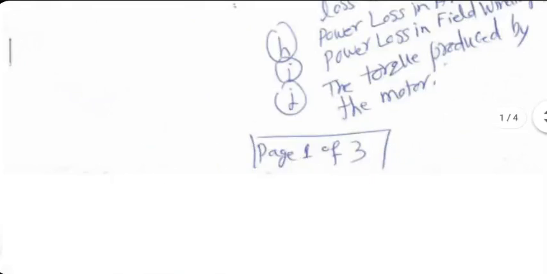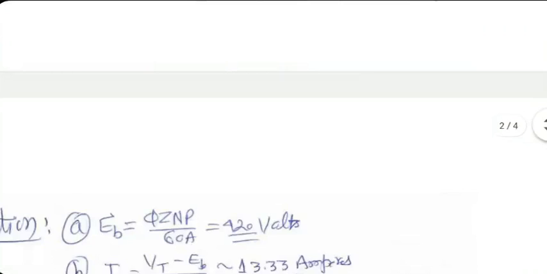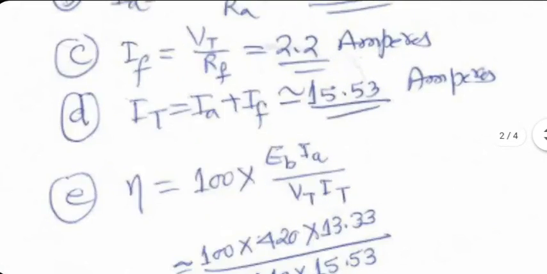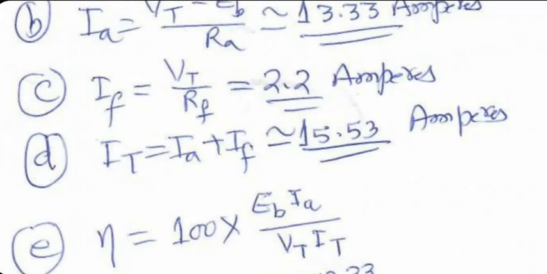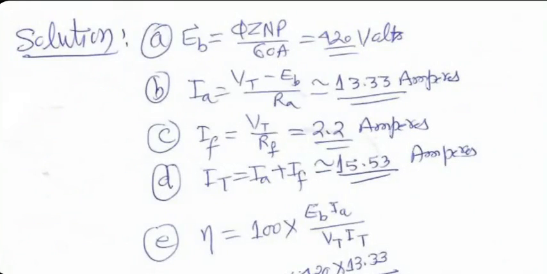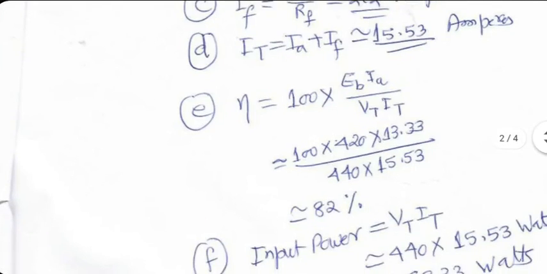Efficiency, since we are assuming that mechanical losses and iron losses are zero, the output mechanical power will be same as output electrical power. And output electrical power is EB into IA. Input electrical power is VT into IT. So you put the values again. EB is 420 volts. IA is 13.33 amperes. VT is 440 volts. IT is 15.53 amperes. Put all the values here and multiply the result by 100 to get the efficiency in percentage. We get around 82%.